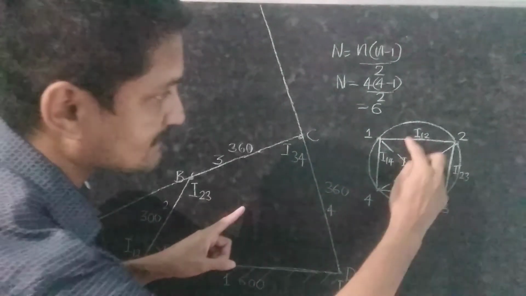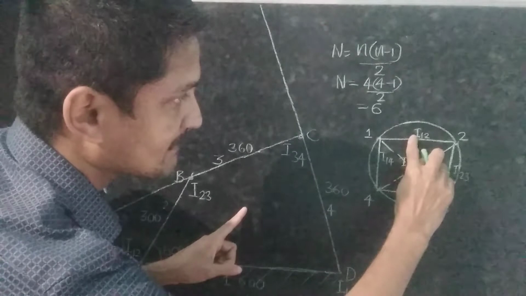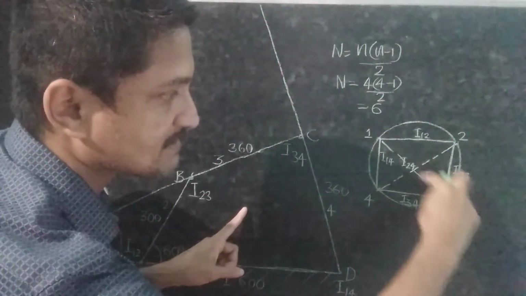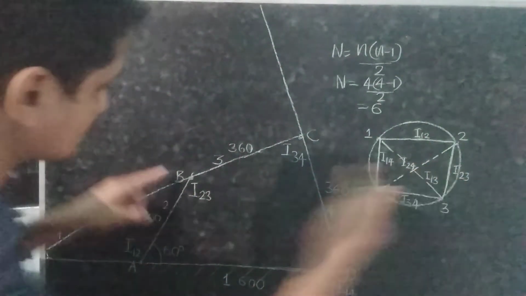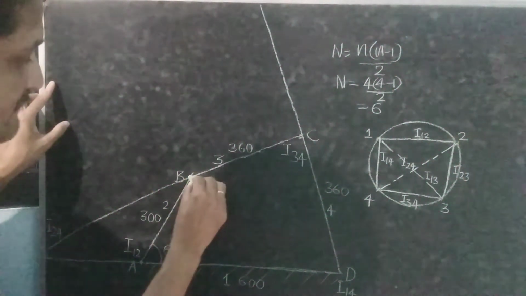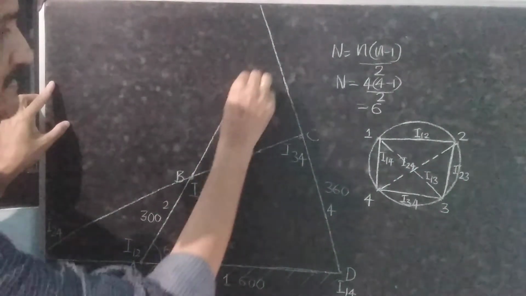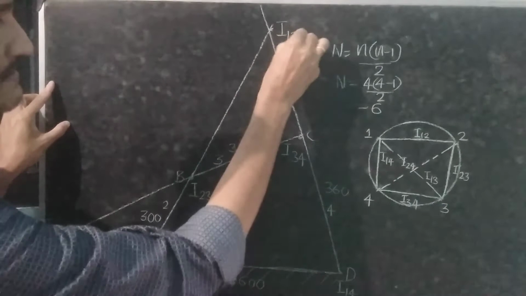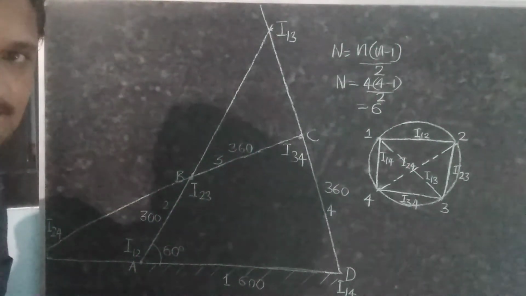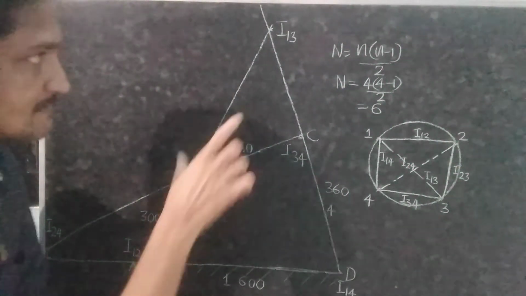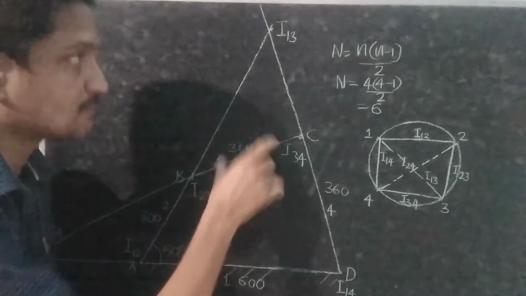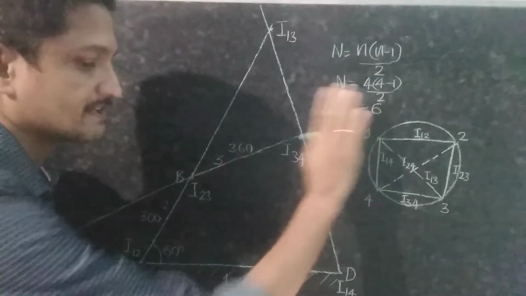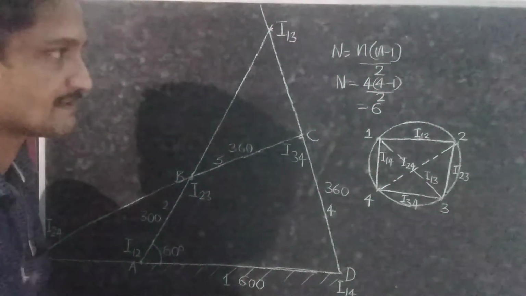Then while considering the upper triangle, I12, I23 and I13 must be on the same straight line. That means we can easily find out I13 here. This is the method to find out the various instantaneous centers. We already found out all the 6 instantaneous centers.